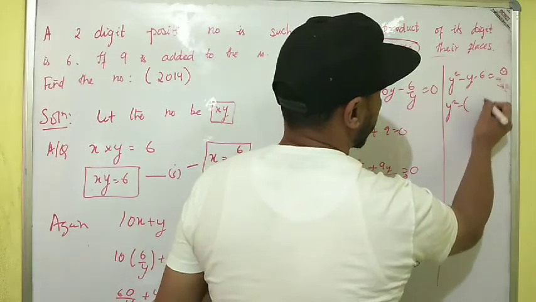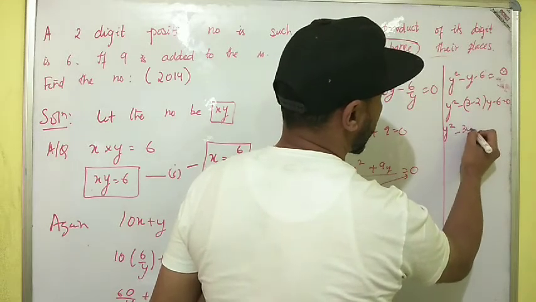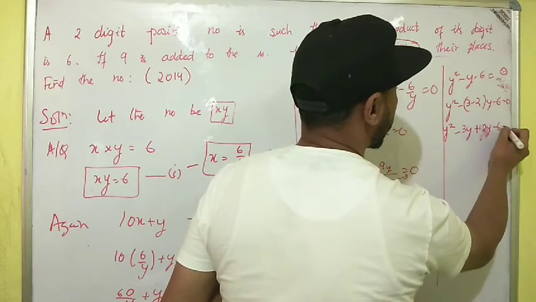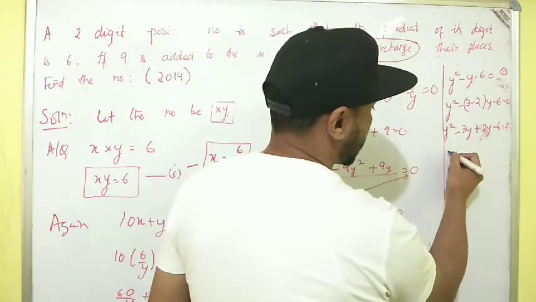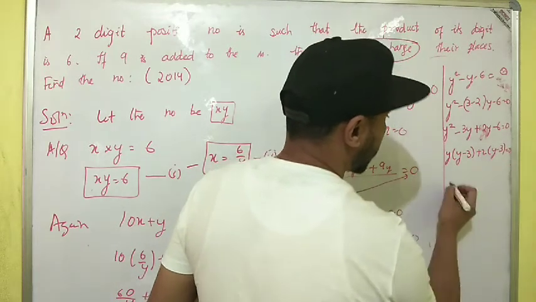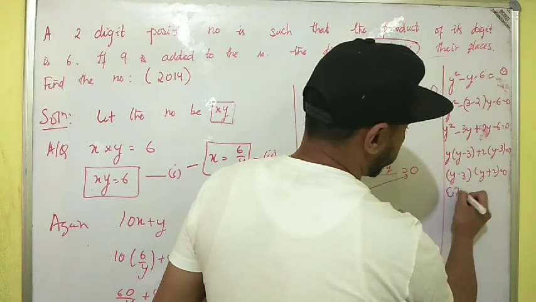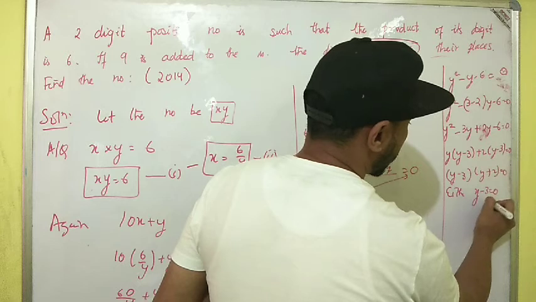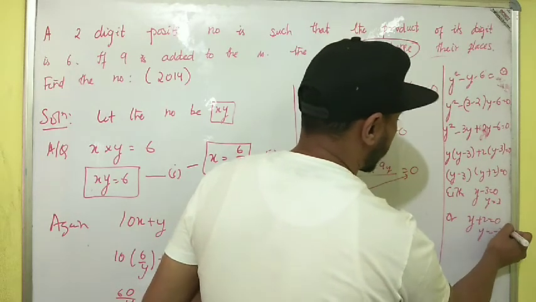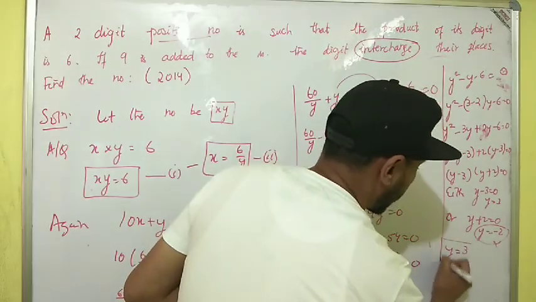Now let's break the middle term. y square minus y minus 6 is equal to 0. So this will be 3 minus 2. So y square minus 3y plus 2y minus 6, minus into minus is plus. When you open the bracket, the sign plays a very important role, isn't it? So if you take y common, y minus 3 plus 2 common, y minus 3 is equal to 0. Now y minus 3 is common, so y plus 2 is equal to 0. So either y minus 3 equals 0, so y is equal to 3, or y plus 2 is equal to 0, y is equal to minus 2. Now neglecting negative, because we are finding the two positive numbers, so y is equal to 3.